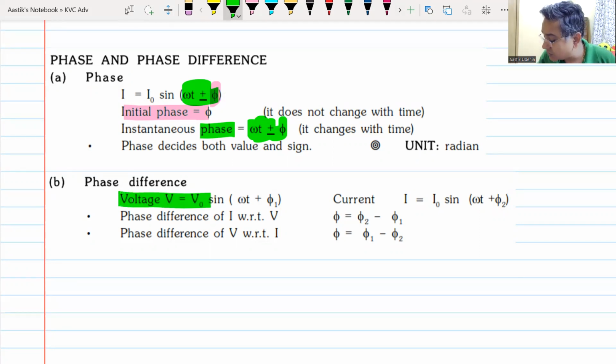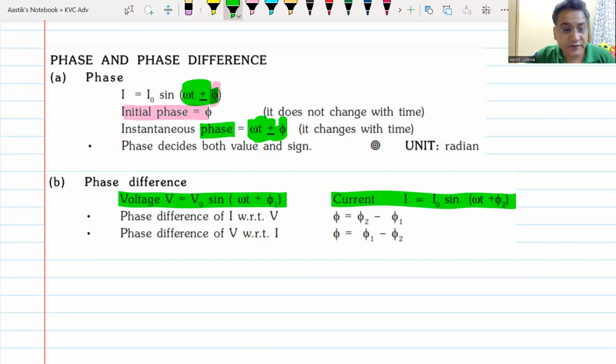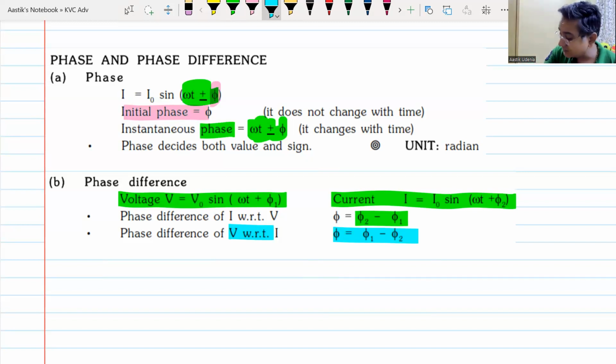If you have voltage and current given in this form, phase difference of I with respect to V will be given by phase of I minus phase of V. Do we understand this? Yes, sir. Phase of V with respect to I will be phase of V minus phase of I. Do we understand this? Yes, sir. Everyone understands this? Yes, sir. You have 2 minutes to note this down.